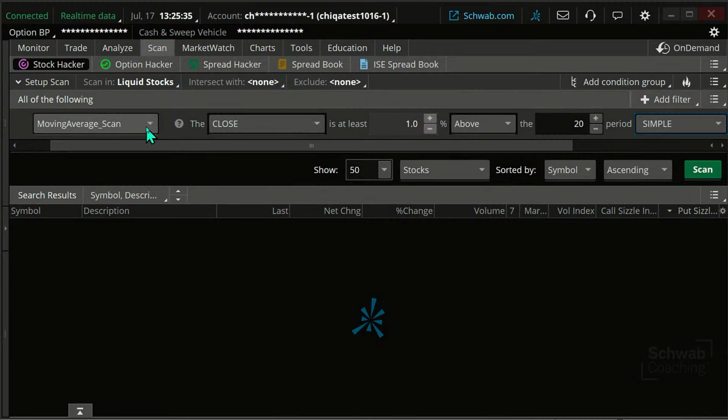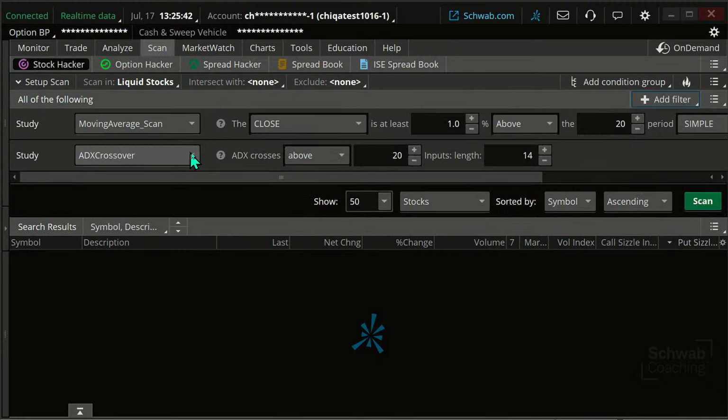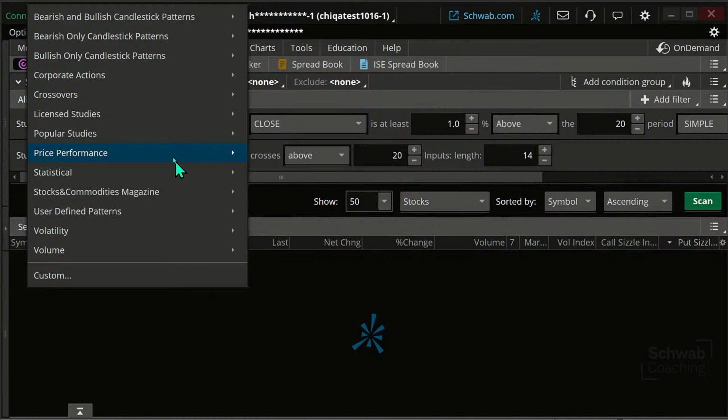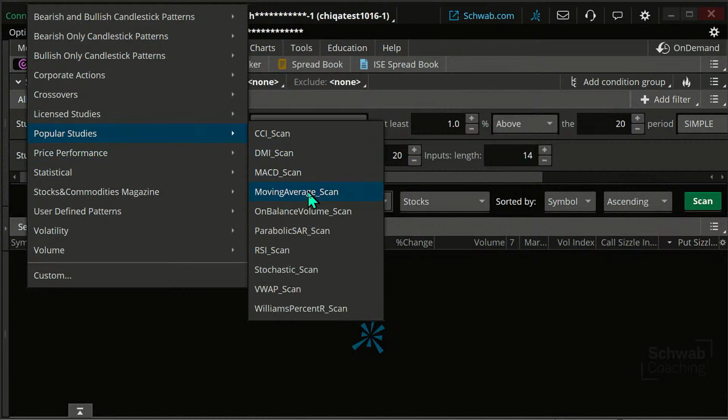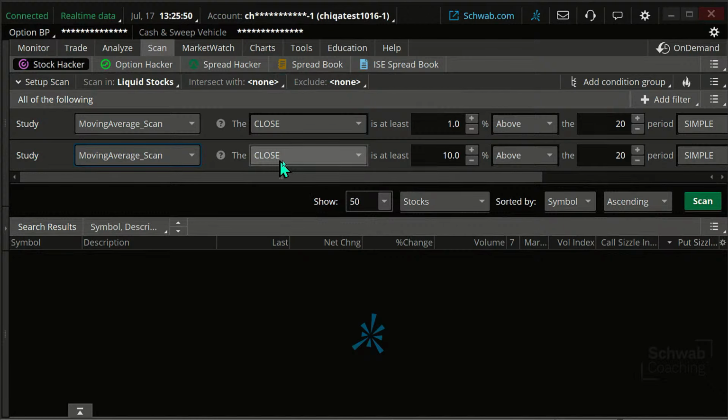I'm going to do another one, okay? I'm going to just repeat the process. How am I going to do that? I'm going to click on Add Filter. I'm going to go to Study Filter. I'm going to click here. I'm going to go back to, what did we say, Popular Studies, Moving Average Scan, and we want the closing price. Now, this one, I'm actually going to, we're only going to go to, I'm going to say 5% above the 50-day moving average, okay? So a little bit more above the 50-day moving average, the longer-term moving average.